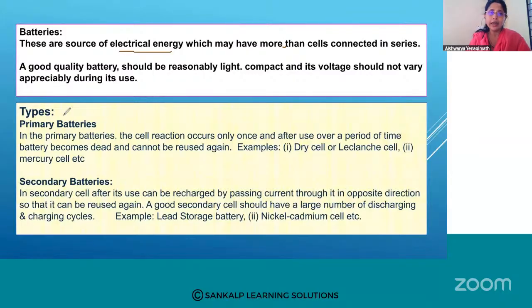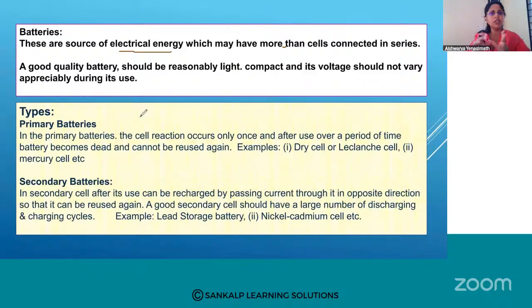And in these batteries we have 2 types. One is primary batteries and another is secondary batteries. So what are primary batteries? Primary batteries, or primary cells, are those in which the reaction occurs only once.